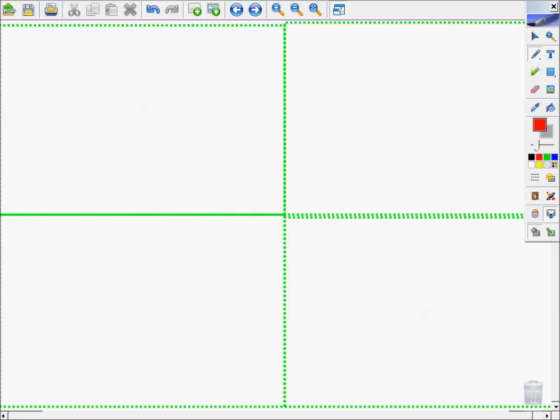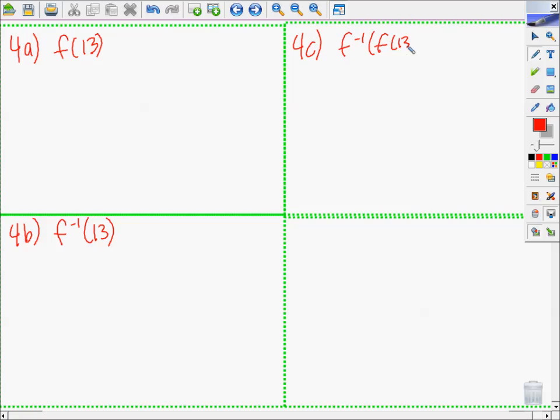Alright, so this is going to be 4a, and 4a says f of 13. I did not leave you enough room on the front. This is going to be 4b, and 4b says inverse at 13. This is going to be 4c, and 4c says inverse composed with f at 13. And then this is 4d, and it says f composed with the inverse at 13.